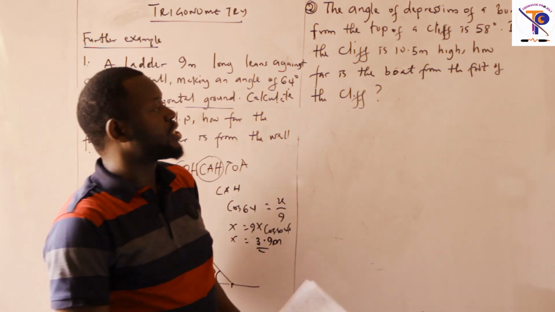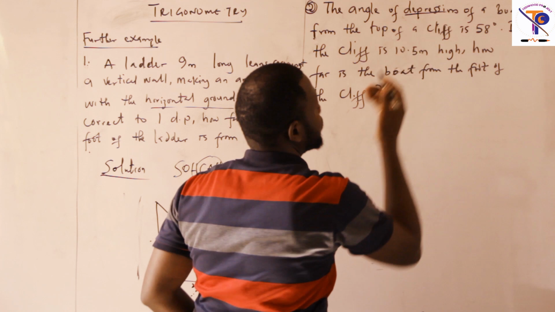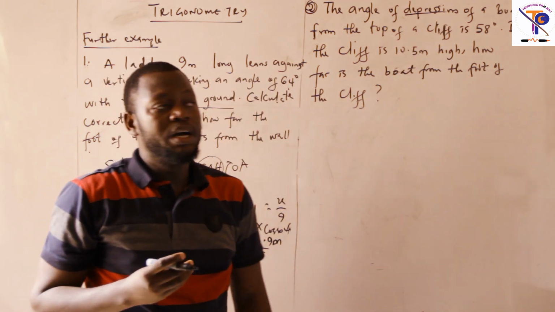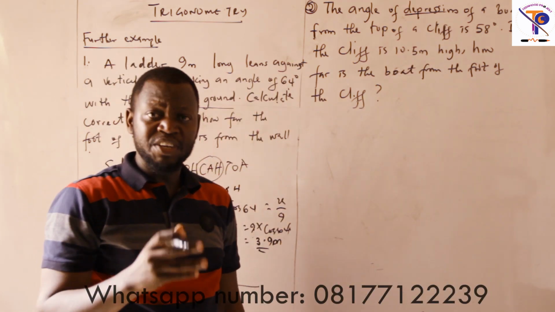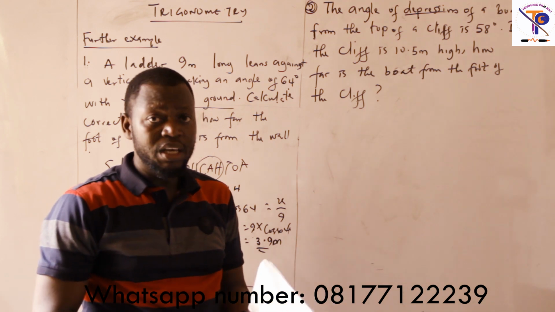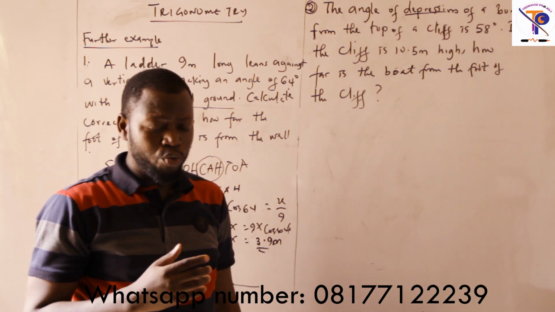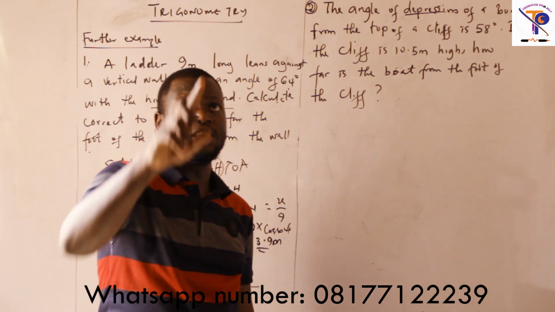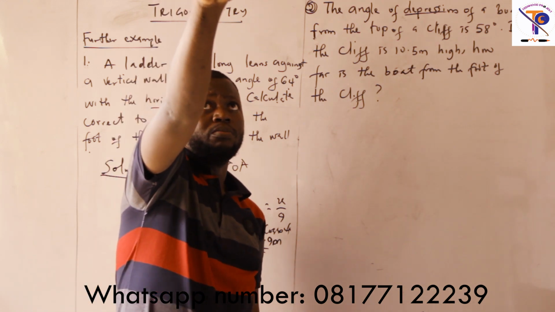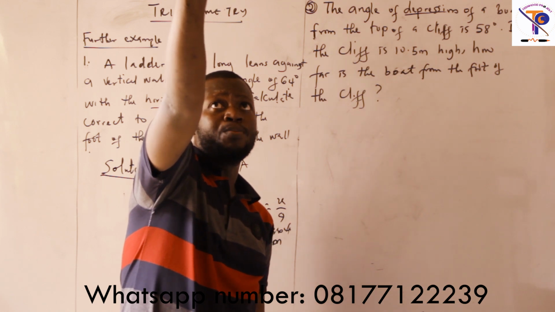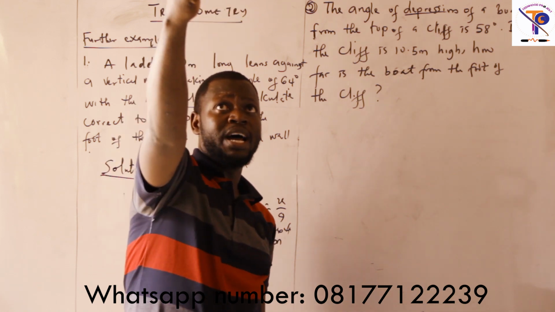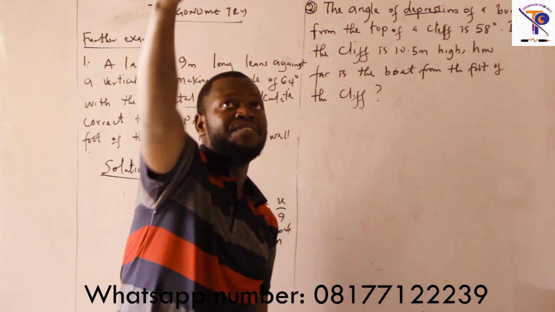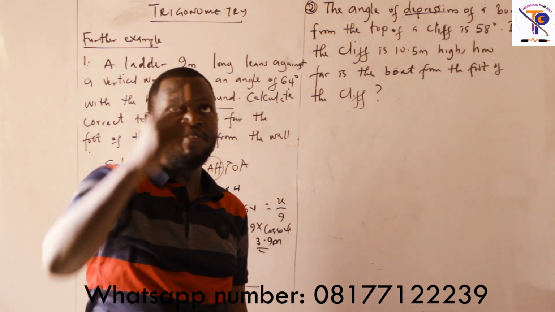Let me explain what depression means before we continue. Depression, and elevation, as the case may be. Elevation is when you look up to something. Maybe the object is up there, you are looking up. Like I have something up here, that I'm looking at in this direction, it means I am elevating the object.